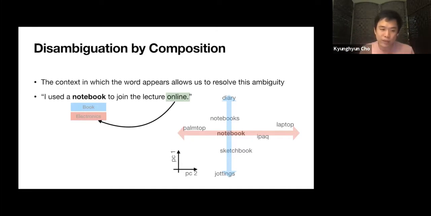Let's take as an example a sentence I just made up. That is, I use a notebook to join the lecture online. Now in this sentence, notebook could very well mean either book or electronics. But because I know that at the end of this sentence there is the word online, I can disambiguate or resolve this ambiguity and then very confidently say that this notebook, in this context, this sentence, refers to an electronic device. So that is the second dimension of the meaning in this word vector space.